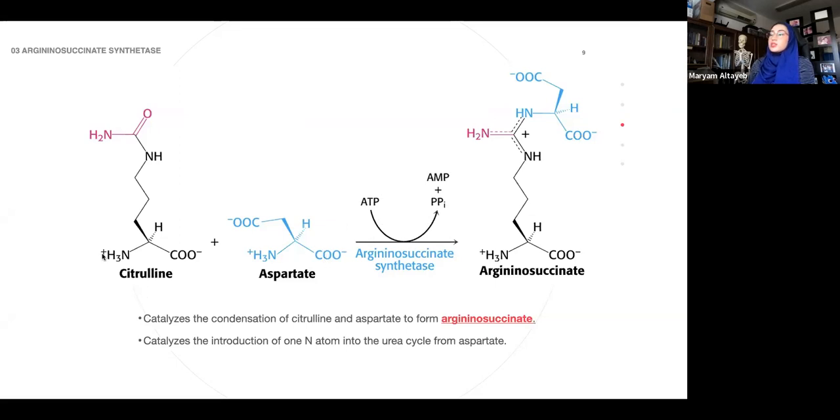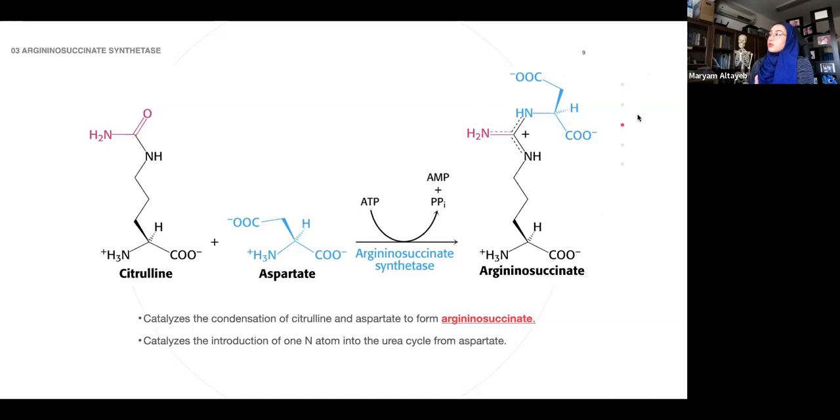Now we're taking our citrulline with our aspartate and creating argininosuccinate by the enzyme argininosuccinate synthetase. In other words, argininosuccinate synthetase catalyzes the condensation of citrulline and aspartate to form argininosuccinate. So now they're one molecule. And when we do that, let's count how many nitrogens. In the previous steps, we added 3, right? It was 1, 2, 3.